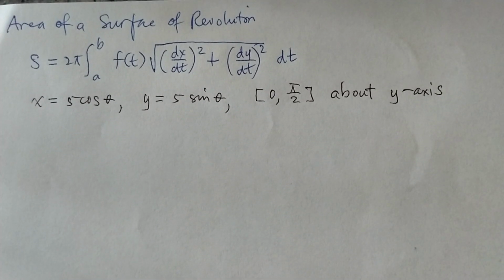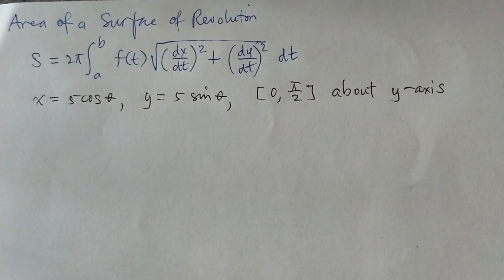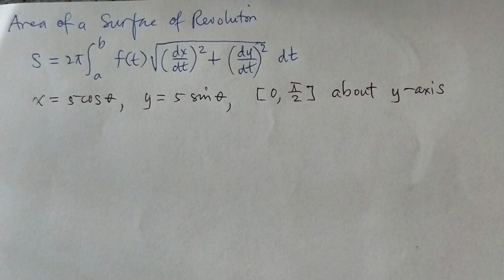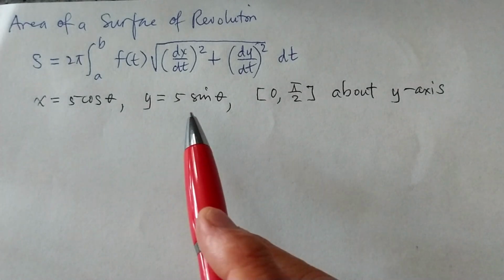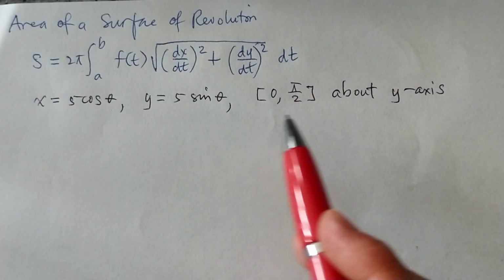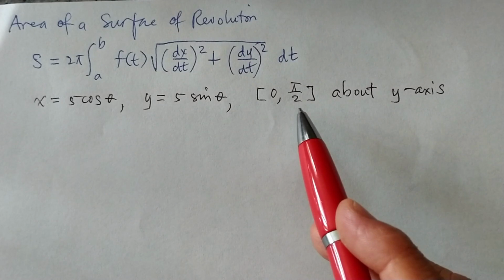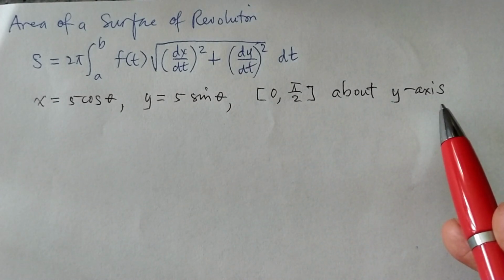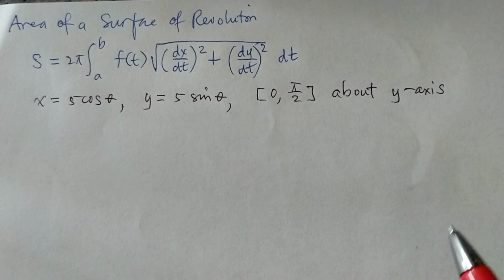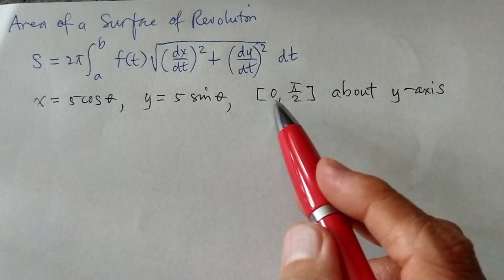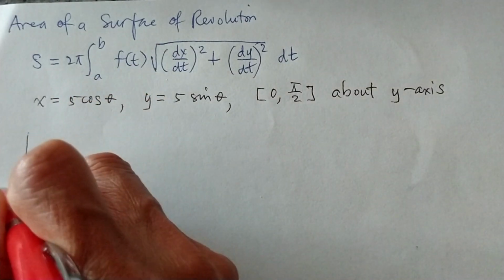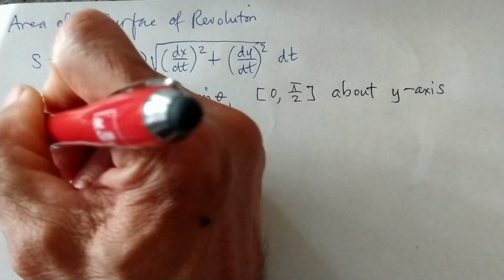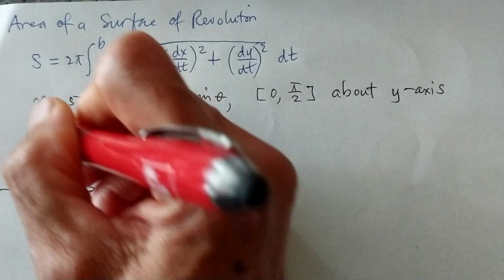This problem is about finding the surface of revolution determined by the parametric equations x equals 5 cosine theta, y equals 5 sine theta over the interval 0 to pi over 2 about the y-axis. It may be good to graph this and see what we're going to do here. Because the angles are from 0 to pi over 2, we just go from 0 to pi over 2 here. Okay?